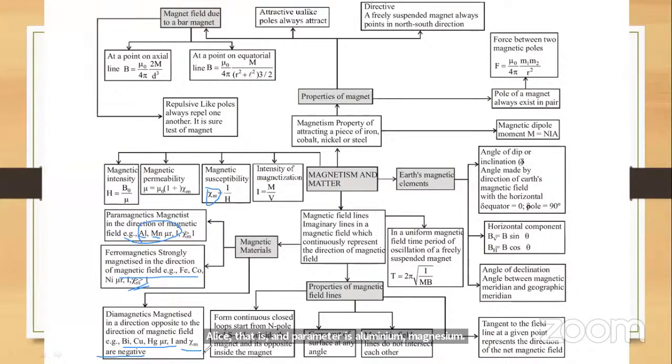That means when the magnetic field is there, the magnetic property is shown. When the magnetic field is absent, they are not showing magnetic properties. So this is what is related to the types of ferromagnetic material and also the important relations of paramagnetic material.